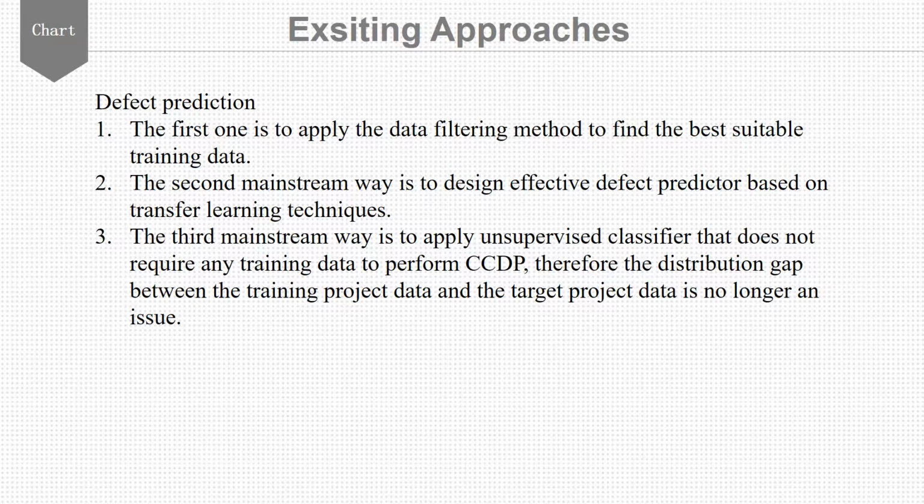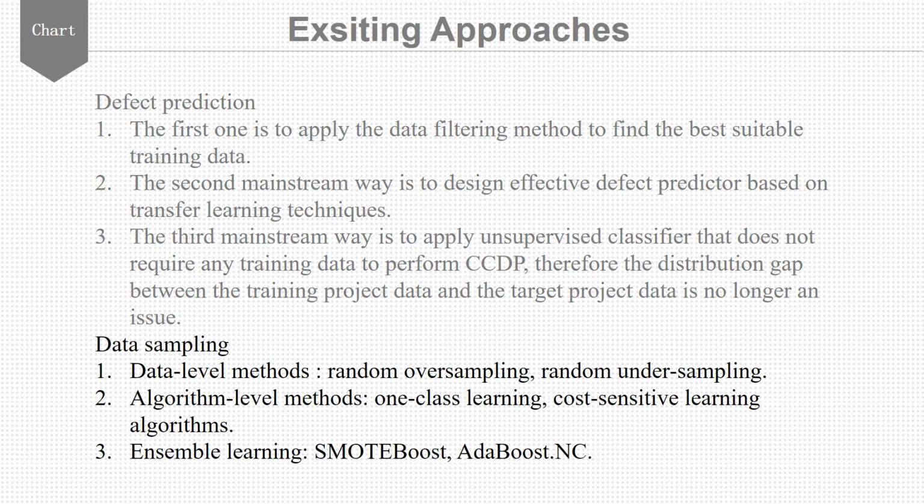Therefore, the distribution gap between the training project data and the target project data is no longer an issue. There are three kinds of data sampling. The first one is data level methods. The second one is algorithm level methods. And the last one is ensemble learning.